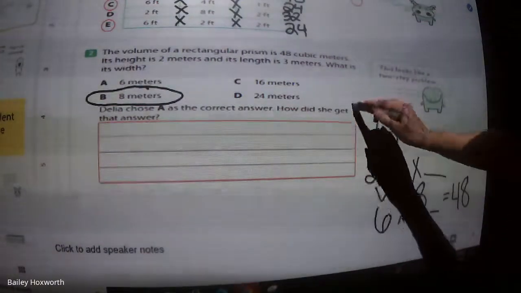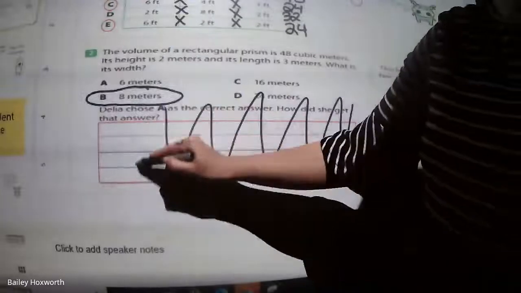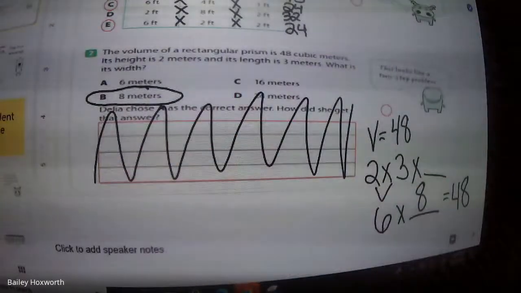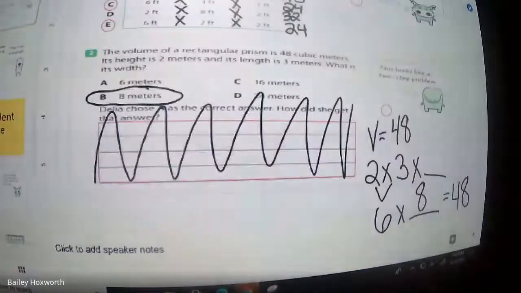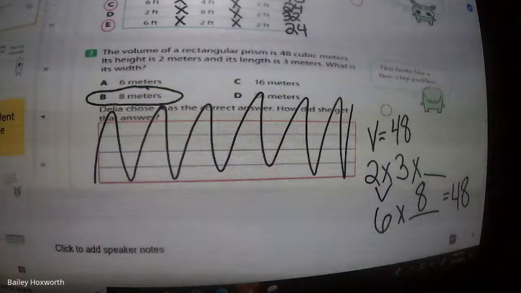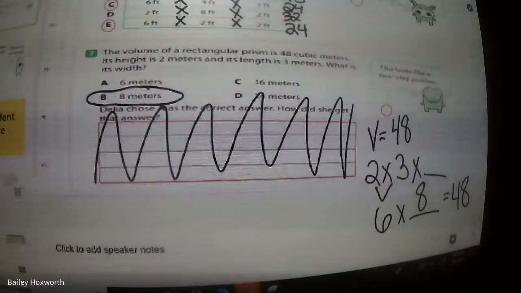You do not have to answer that bottom question. We're going to let you skip that. So if you haven't gotten this filled in, make sure you get your answers filled in. Press pause if you need to. I'm going to continue on.